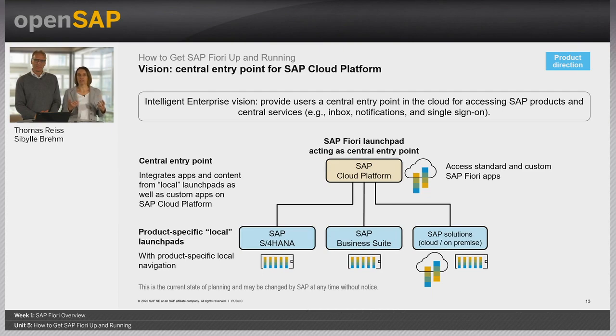The central entry point is planned to integrate with local launchpads, for example, of your S/4HANA or Business Suite system, and content from cloud solutions, for example, SuccessFactors. These systems are going to run independently from the central entry point, but will provide their pre-configured content to be consumed and enhanced with additional integrations and navigation on SAP Cloud Platform.